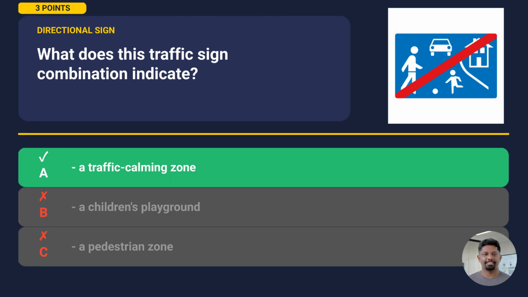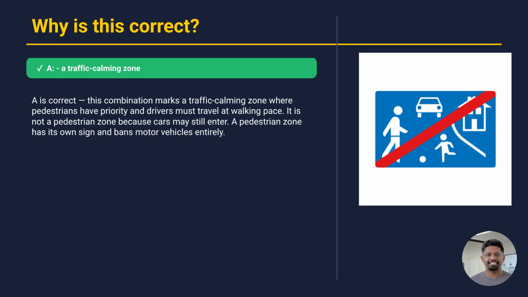Let's understand why. A is correct. This combination marks a traffic calming zone where pedestrians have priority and drivers must travel at walking pace. It is not a pedestrian zone because cars may still enter. A pedestrian zone has its own sign and bans motor vehicles entirely. Alright, let's move on to the next question.